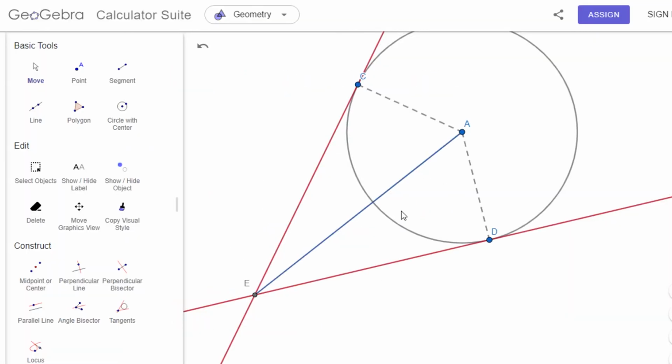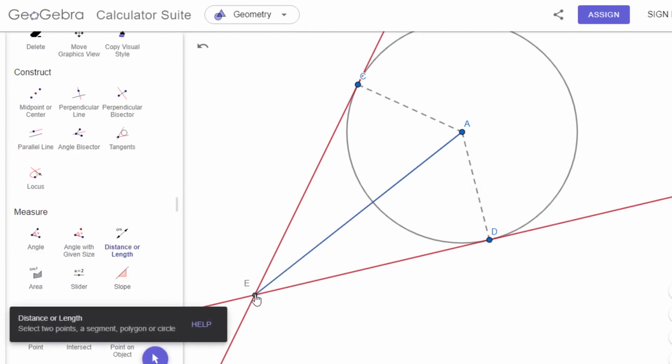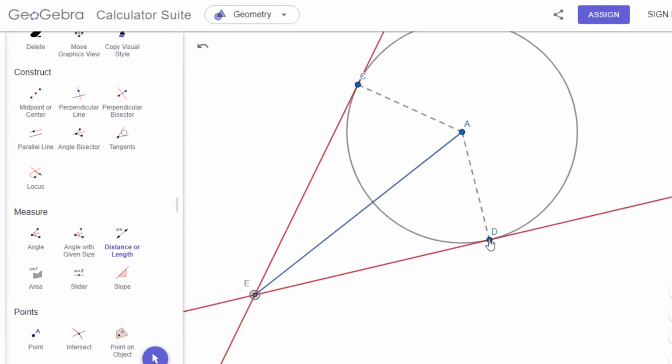By same length, it means that from the point where they meet to the circumference, it's the same distance. So EC is the same distance as ED. Let us measure and see what they mean by same distance. You are going to see that that's what they mean. As you can see, ED is 8.9 units. So let us measure EC. EC is also 8.9 units. So as you can see, these tangents are of the same length.